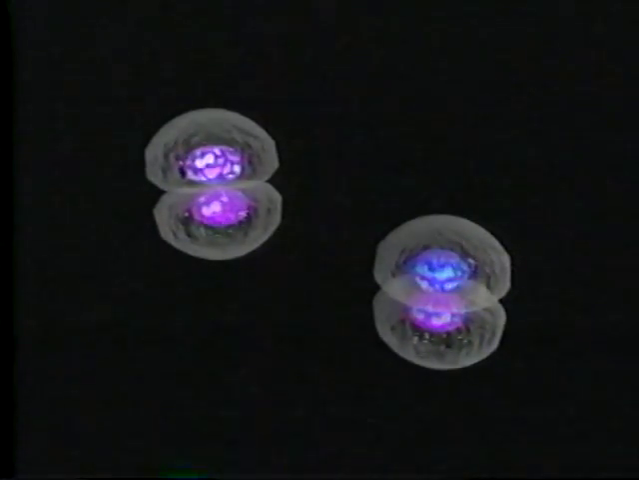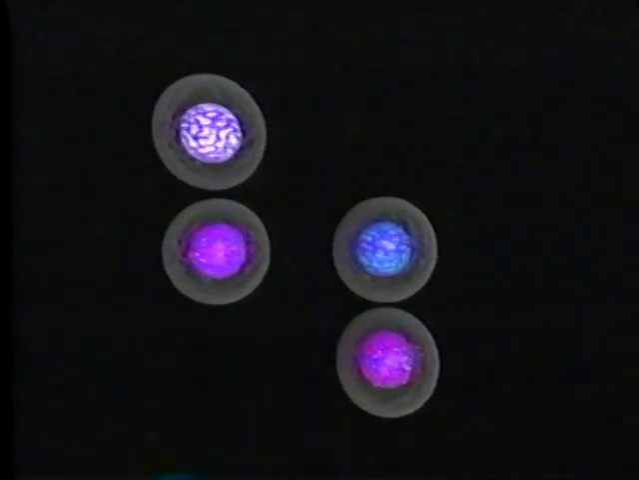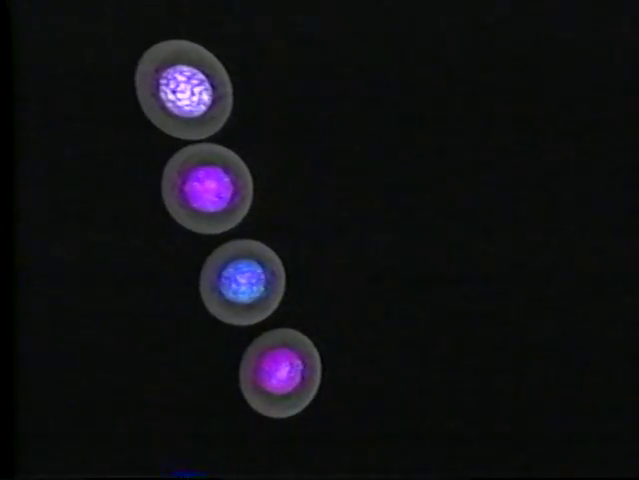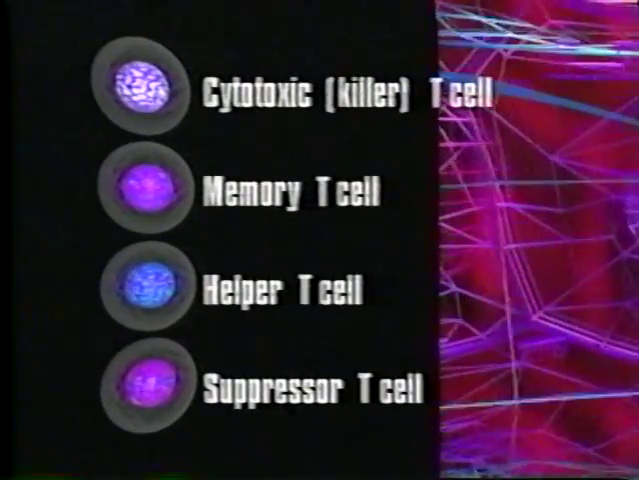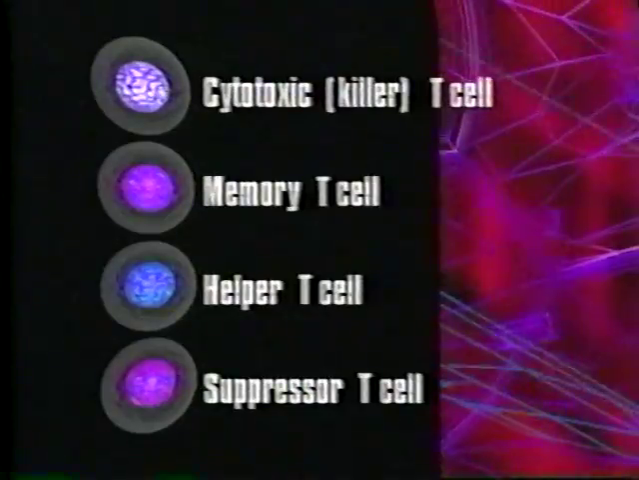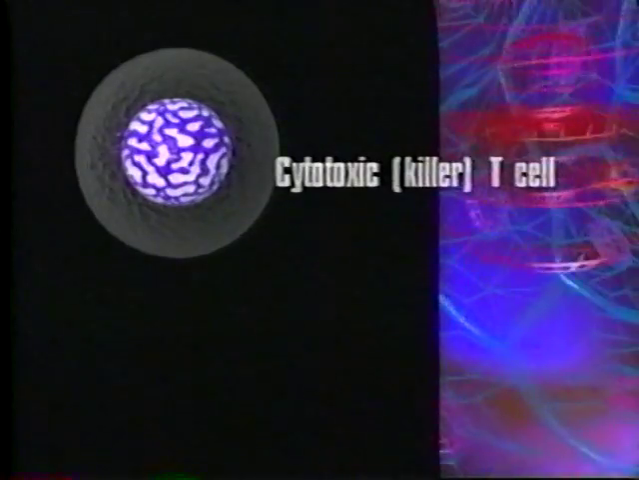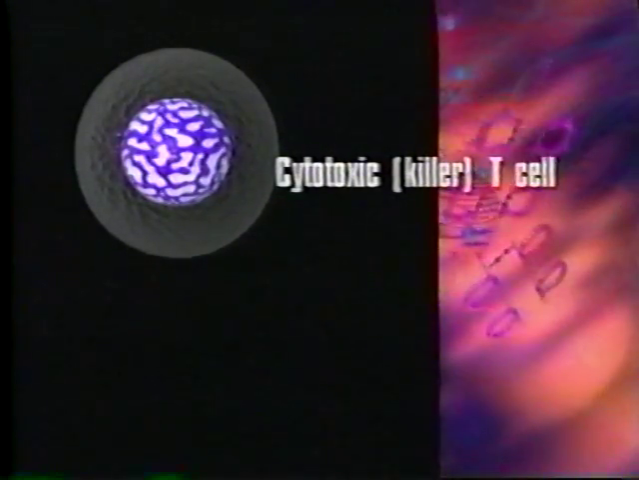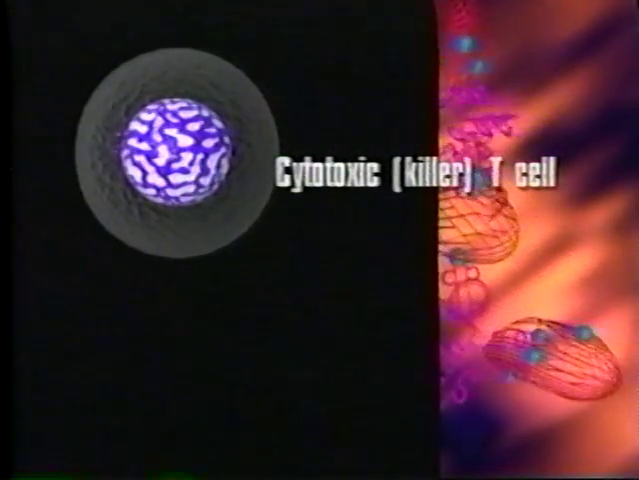Activated T cells divide rapidly and multiply into an army of specialized T cells. Some destroy antigen-bearing cells, while others help regulate the immune response. Each type of T cell is programmed to recognize the invader that triggered the original macrophage attack. The first is the cytotoxic or killer T cells that carry out the cell-mediated response.